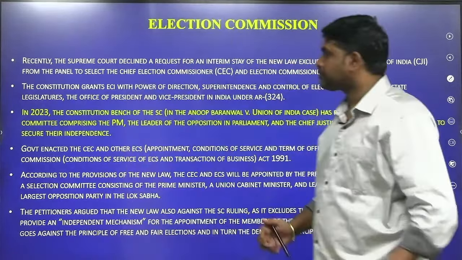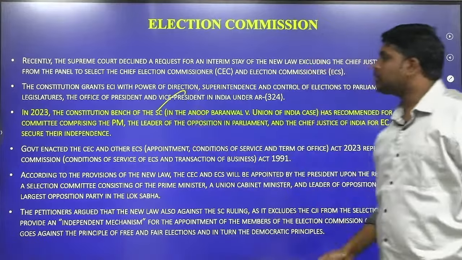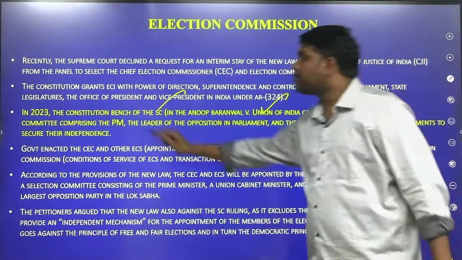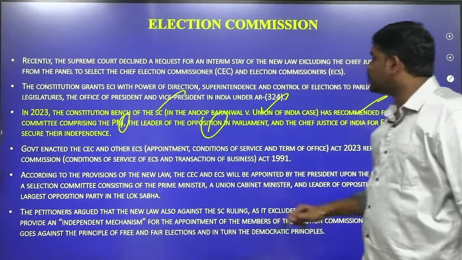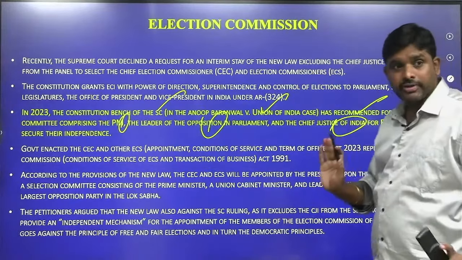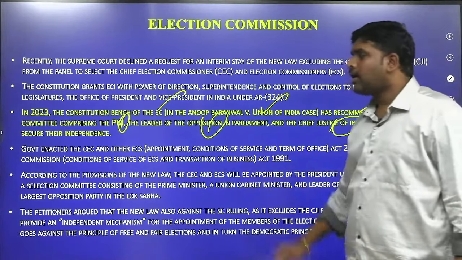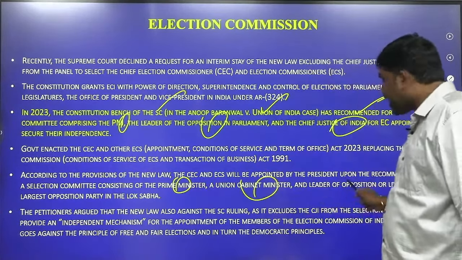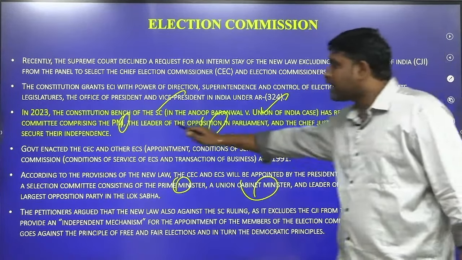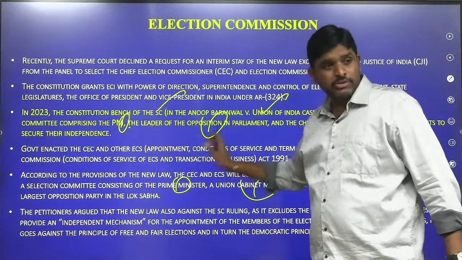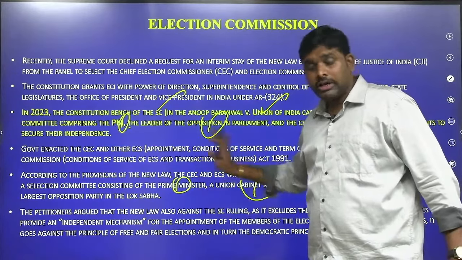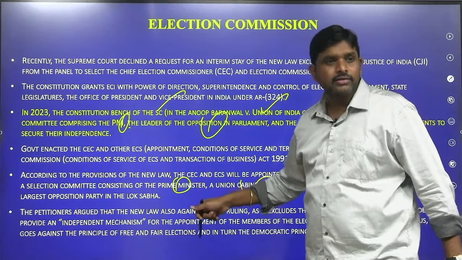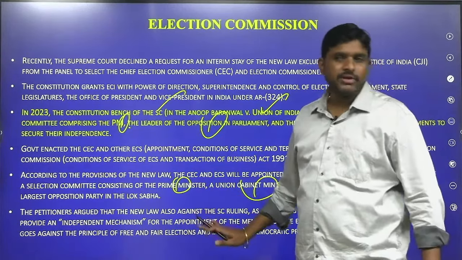Leader of Opposition. The Constitution Bench of the Supreme Court in the Anoop Baranwal versus Union of India case recommended a committee comprising the Prime Minister, Leader of Opposition in Parliament and the Chief Justice of India. But the act, the new law which was made, made it Prime Minister, Cabinet Minister and Leader of Opposition. So here it was what? Prime Minister, Leader of Opposition and CJI. Now we told Leader of Opposition will be there, Prime Minister will be there, but in place of CJI, who will be there? Cabinet Minister will be there.